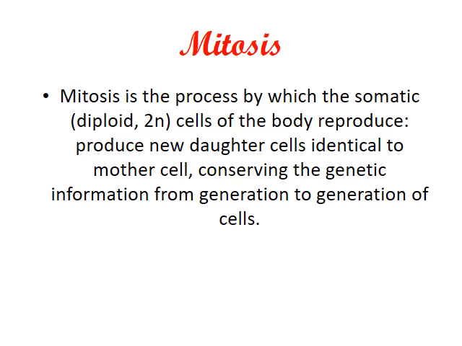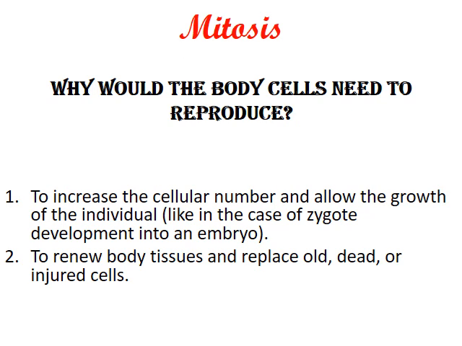What is mitosis? Mitosis is the process by which the somatic cells, meaning the diploid cells, 2N cells of the body, reproduce. They produce new daughter cells identical to the mother cell, conserving the genetic information from generation to generation of the cells. Why would the cell need to reproduce? What is the aim of mitosis? The aim of mitosis is to increase the cellular number and allow the growth of the individual, like in the case of a zygote developing into an embryo, or to renew body tissues, replacing old, dead, or injured cells.